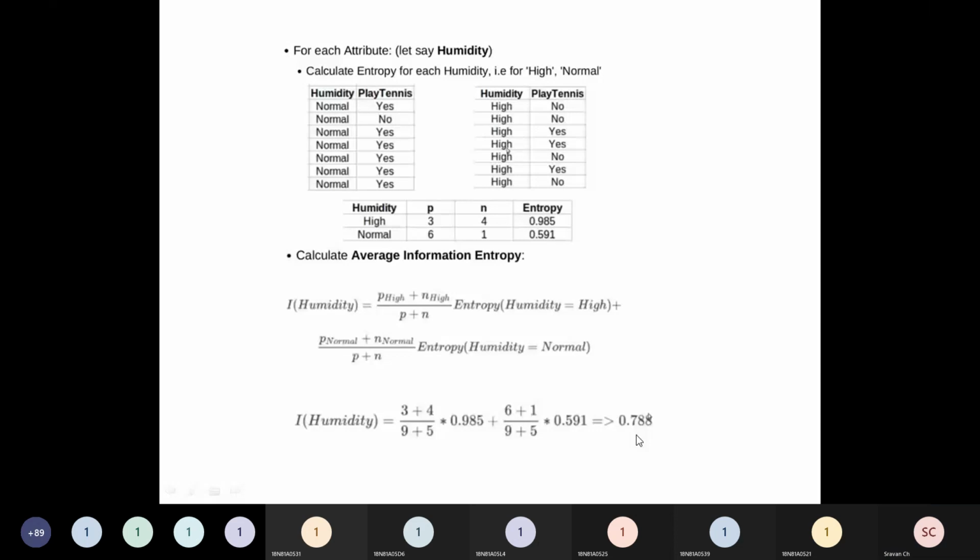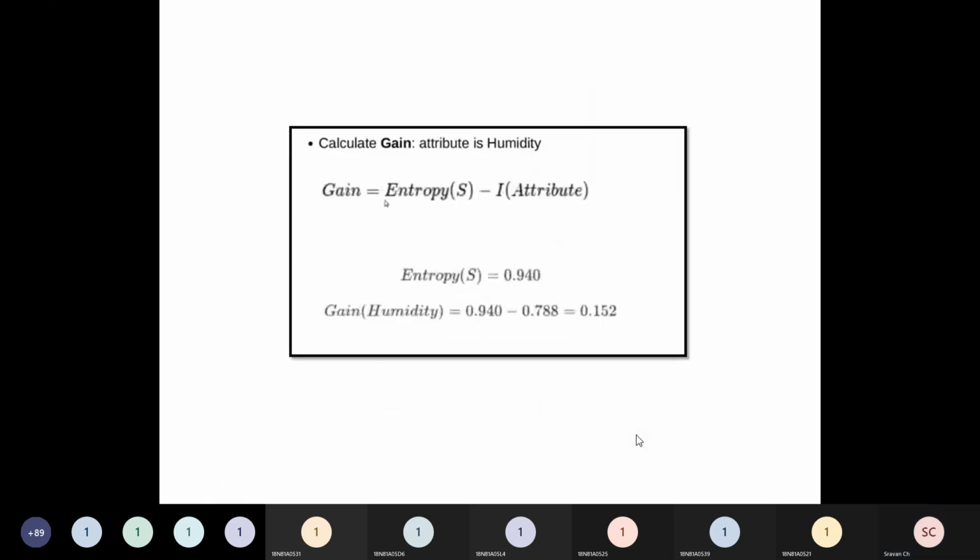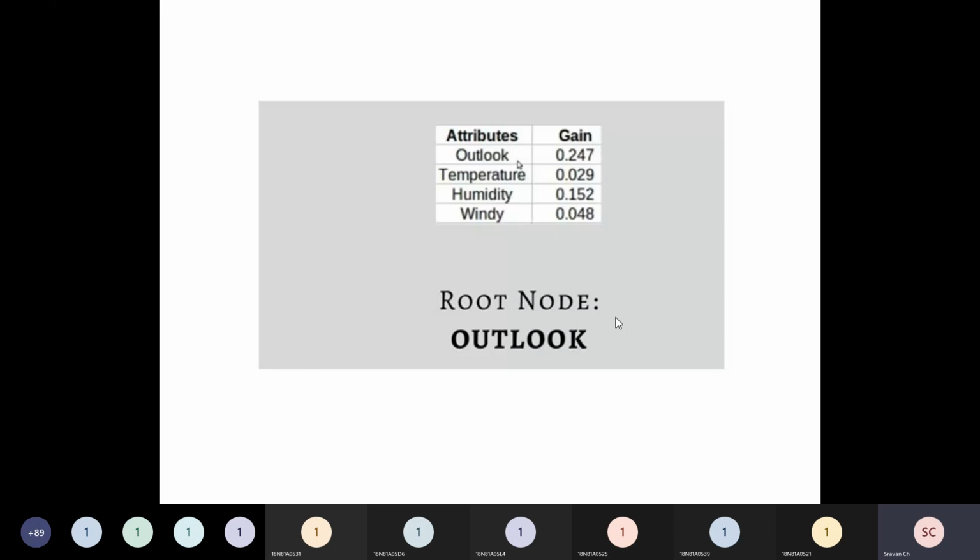Now, what is the gain? Gain is equal to 0.940 overall entropy minus 0.788. If I subtract, I'll get the gain of humidity as 0.152. Same process will be applied for the other parameter, the windy parameter. The gain which we are going to get is 0.048. Now friends, we have calculated the gain for all four attributes.